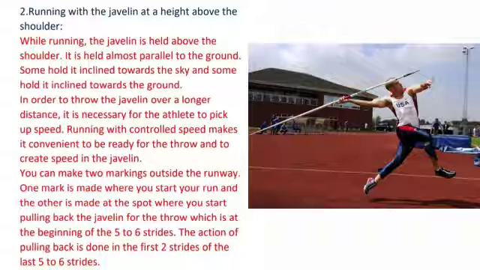You can make two markings outside the runway. One mark is made where you start your run and the other is made at the spot where you start pulling back the javelin for the throw, which is at the beginning of the last 5 to 6 strides. This action of pulling back is done in the first 2 strides of the last 5 to 6 strides.